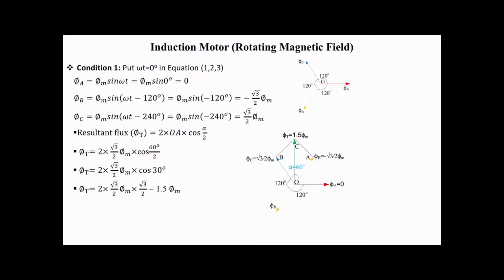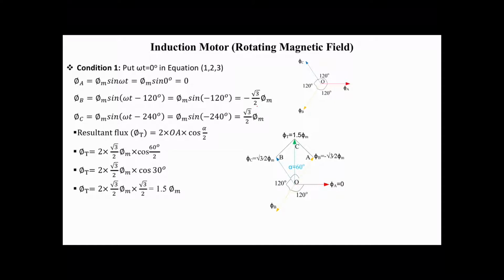Condition number 1, put omega t equal to 0 degrees in equations number 1, 2 and 3. Phi A is equal to Phi M sin omega t. This is equation number 1. Let's substitute omega t equal to 0. So Phi A is equal to Phi M sin 0 degrees, which is equal to 0. Phi B is equal to Phi M sin omega t minus 120. This is equation number 2. Let's substitute omega t equal to 0. We get that Phi B is equal to Phi M sin minus 120 degrees, which is equal to minus root 3 by 2 Phi M.